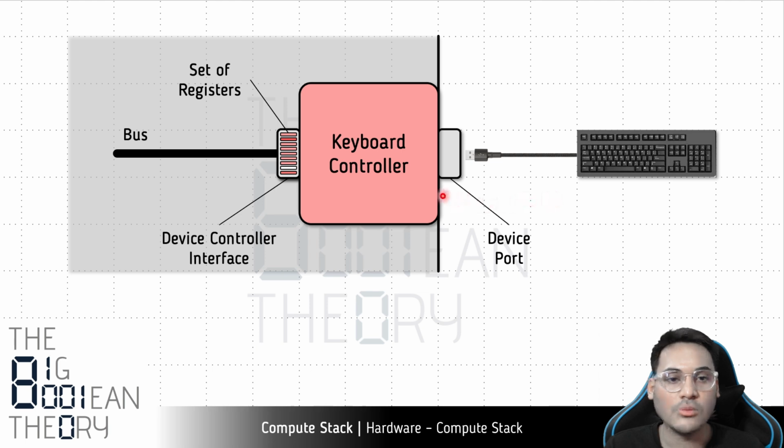So now let us talk about the connections. There are two types of connections. The first is between the controller and the device. This is called the device port. So this is where the device will plug in. As you can see, the wire leading from the keyboard has a USB cable. This is a USB type cable, right? And this is a USB port. So this is where the device will plug in.